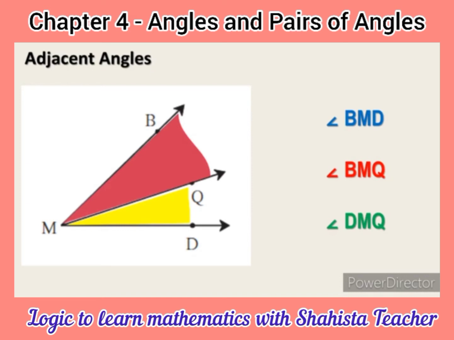Isn't it very simple to understand? Yes, my dear students. Isn't it very easy to understand adjacent angles? So these are adjacent angles. There are 3 angles shown in this figure: angle BMD, angle BMQ and angle DMQ, and M is the vertex point of all these 3 angles. M is the common point of all these 3 angles. Isn't it so simple?